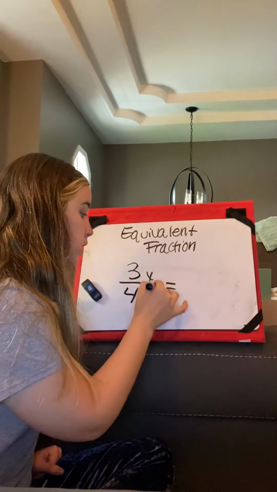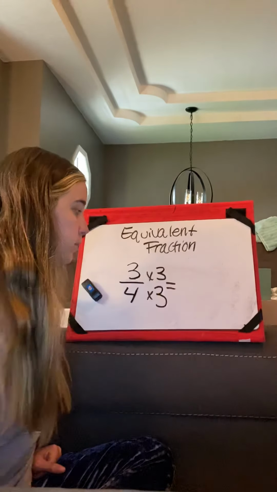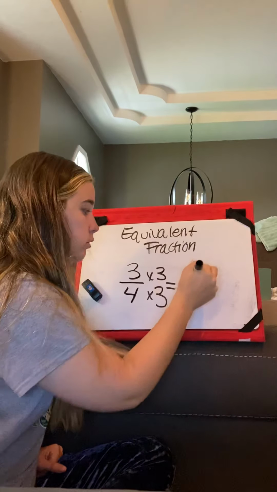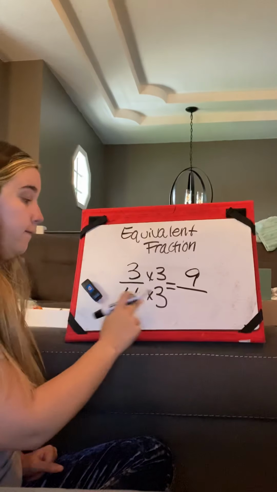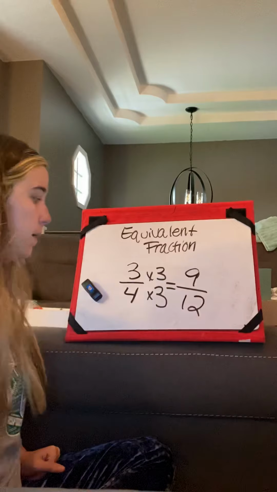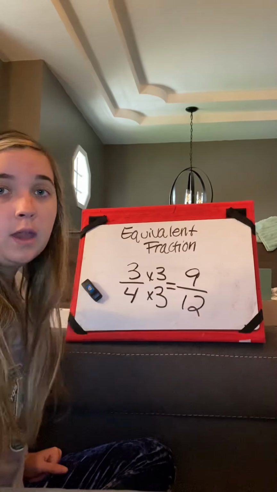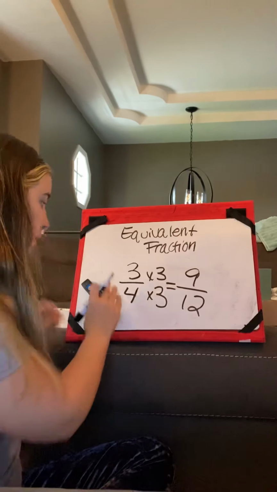So 3/4 times 3/3: 3 times 3 equals 9. 4 times 3 equals 12. So that means 3/4 is equal to 9/12. Okay?